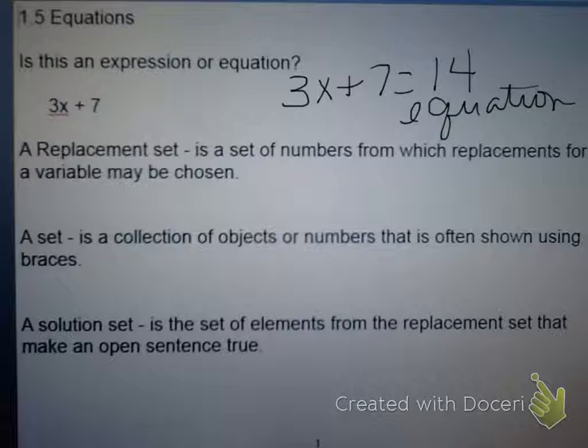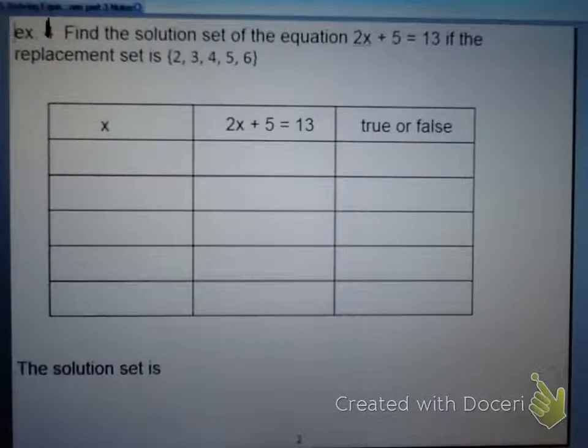Make sure you pause this recording to write these three definitions down, and then you can turn the camera back on. A replacement set is a set of numbers from which replacements for a variable may be chosen. A set is a collection of objects or numbers that is often shown using braces. A solution set is the set of elements from the replacement set that makes an open sentence true. We'll discuss those in the next panel.